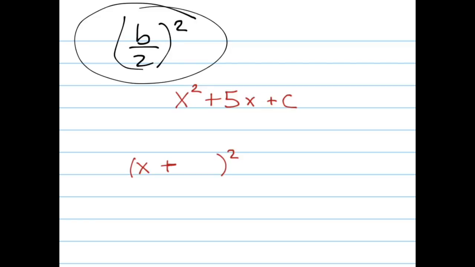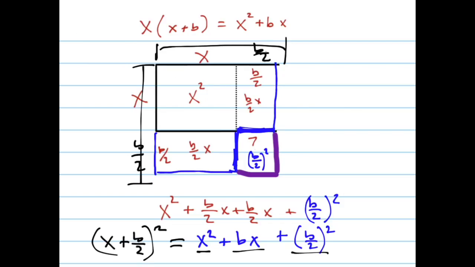So if we go back, everybody got this written down? Yep. If we go back to our diagram, what's our b? 5. Right? So we've got x plus 5 over 2. Okay? And over here we got x plus 5 over 2. So what's going to go in this missing box right here? 5 over 2 squared. That's the missing piece.